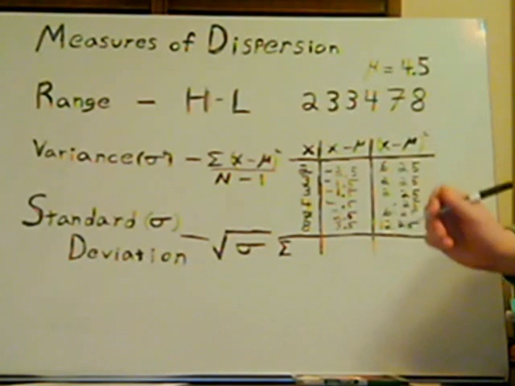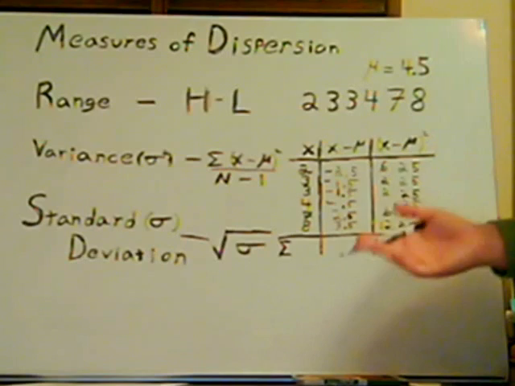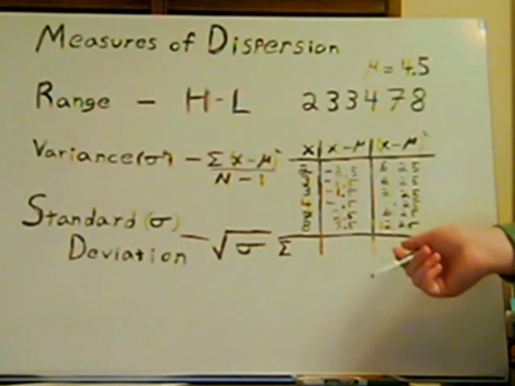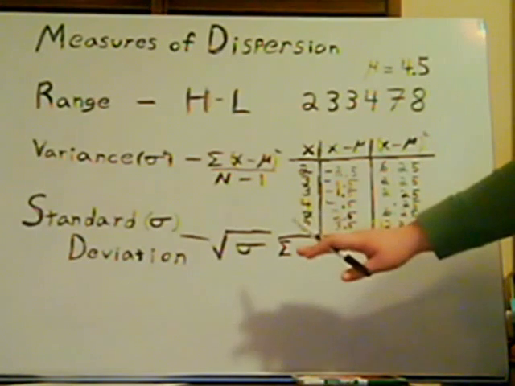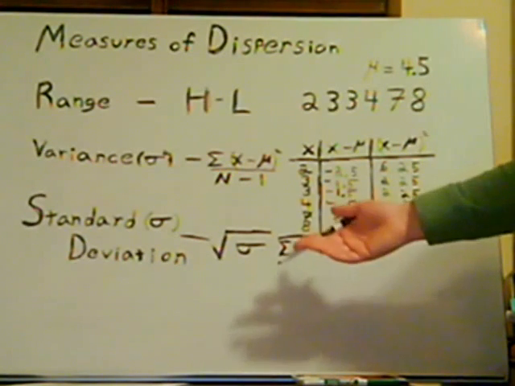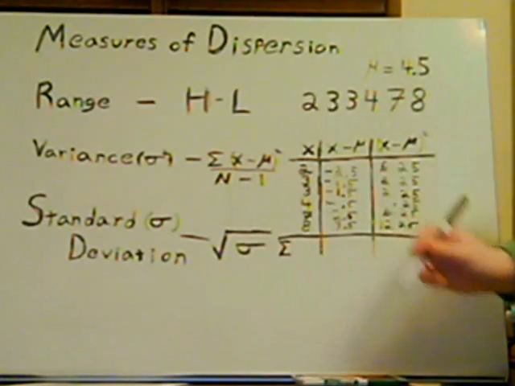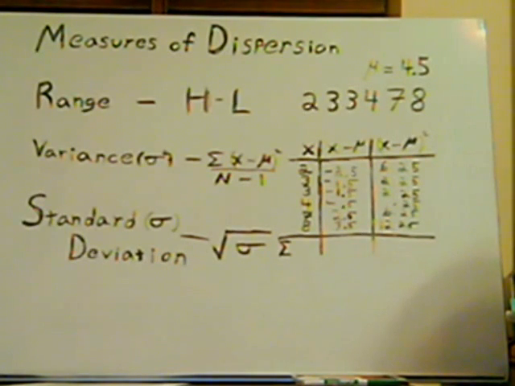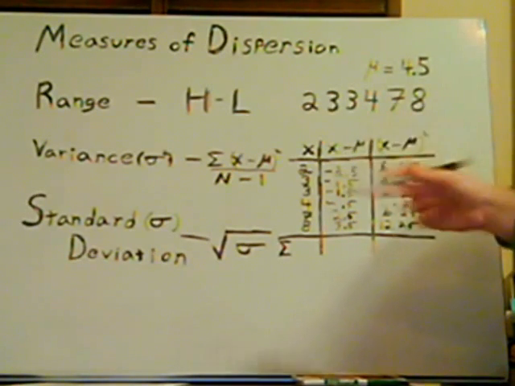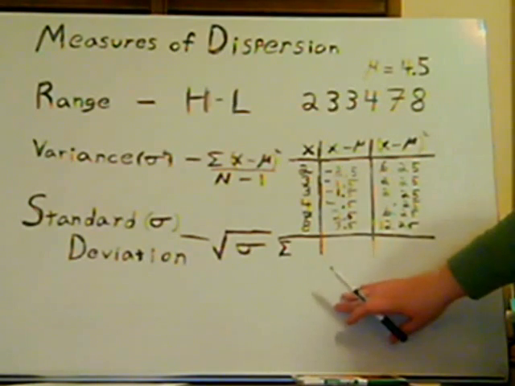Next is the standard deviation. This is defined as the spread of the distribution. How far apart are they from each other? Now the formula for the standard deviation is just the square root of the variance. So with a variance of 5.9, you square root that and you get 2.43, or somewhere in that range, for your standard deviation.